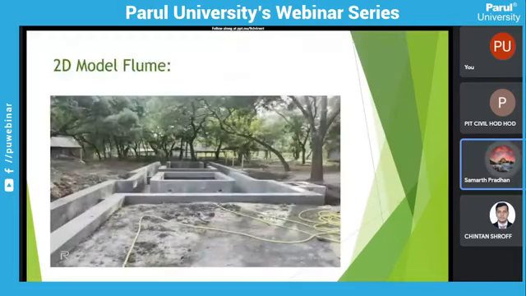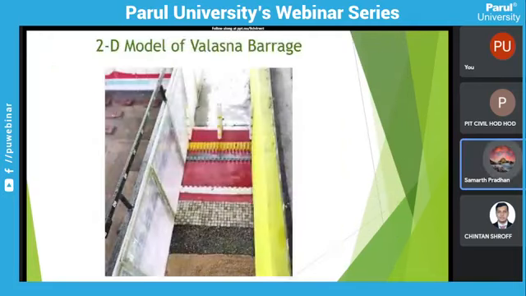I am showing the picture. This is the 2D model, so only two spans we have taken. This is Valashta Barrage, which is also on the Sabarmati river, on the downstream side of Lakroda Barrage. So only two spans we have studied. You can say this is a zoomed copy of that 3D model, and here only two spans we are studying.